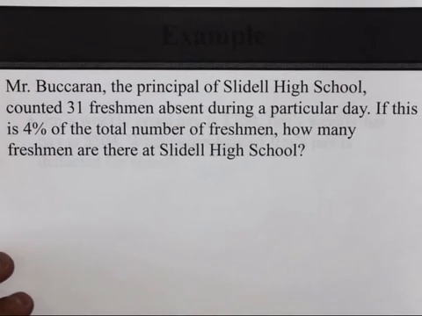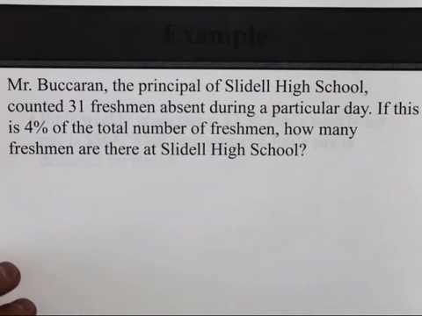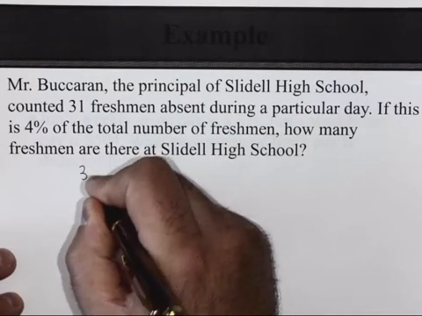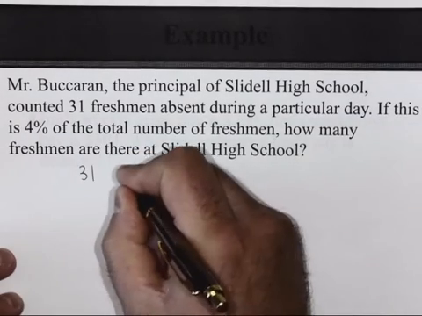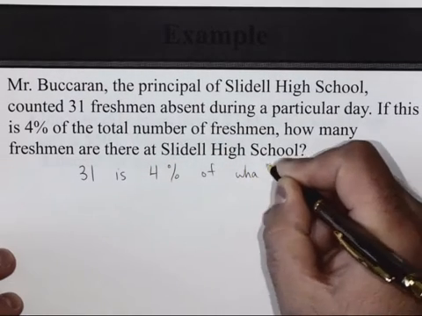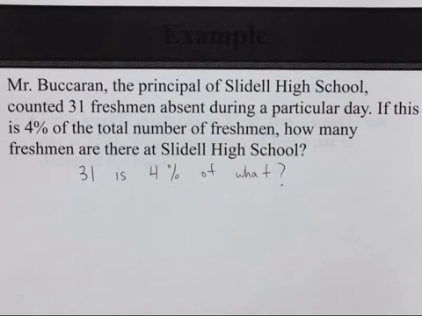Here's another example. We've got 31 freshmen absent during a particular day. If this is 4% of the total number of freshmen, how many freshmen are there at Slidell? So the question that we're trying to figure out is 31 is 4% of what? So essentially, what is the total number of freshmen? If 31 is 4%, what number is that of, right?